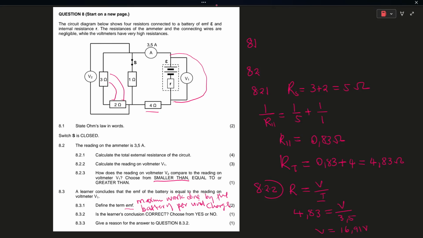Now remember, Elena concludes that the EMF of the battery is equal to the reading on V1. Okay. The question is, is the learner's conclusion correct? No, that is no. The answer is no. Why is it no? The battery has internal resistance. The reason is there is internal resistance, because some of the energy is lost. That's why they are not the same.